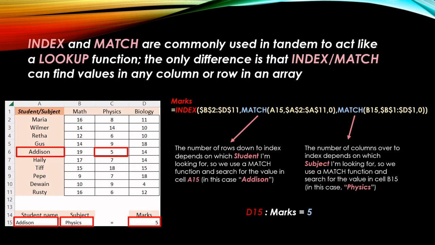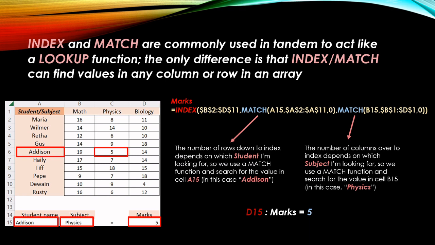We already talked about the index function. We talked about the match as well just a few times back. Now it's time to talk about how to combine them to do some really cool stuff. In fact, when you combine them, they act almost like a lookup function, but in some cases with even more flexibility. So they can find values in any column or any row within a given array.